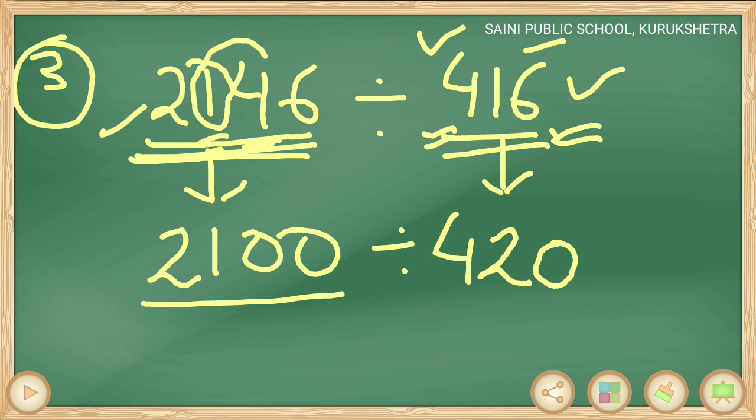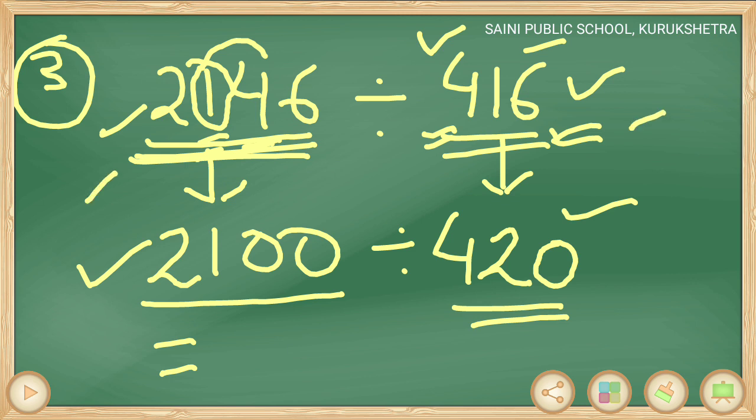Okay, now divide these two numbers. This is 2100, this is 420. Okay, we have rounded off the dividend and divisor. Now we will get the estimated quotient. When we divide these two numbers, what will we get? We will get 5. So this is our estimated quotient.